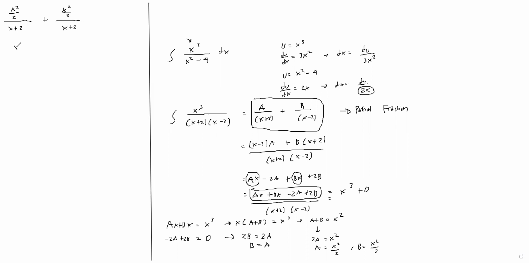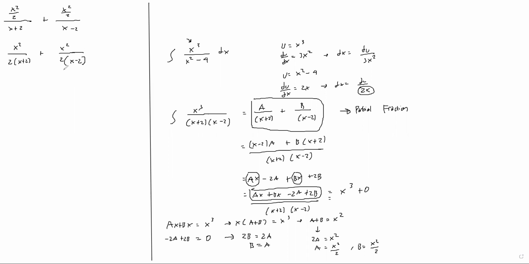So we're going to end up with x squared over 2 times x plus 2, and then added by x squared over, sorry, I think I made a mistake here. It's supposed to be a negative 2 in here because the b is over x minus 2. Yeah, so this is minus 2. So this one also 2 bracket x minus 2.